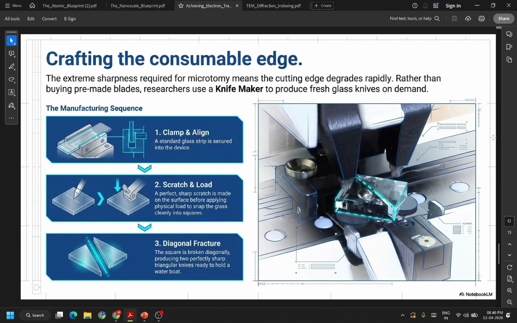So this is a knife maker, which is used. You take a standard glass strip, secure it using a clamp, then you scratch and load. A perfect sharp scratch is made onto the surface before applying physical load to snap the glass cleanly into squares, and the square is then broken diagonally, producing two perfect sharp triangular knives ready to hold a water boat.